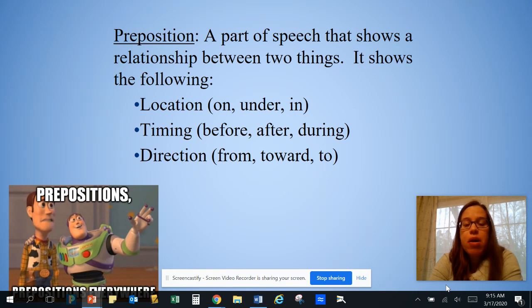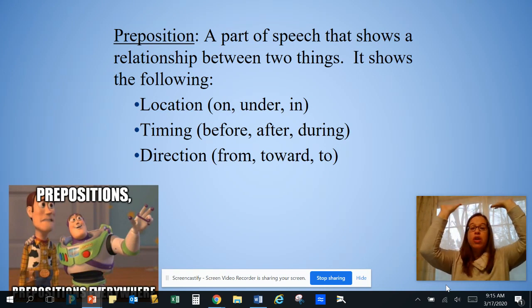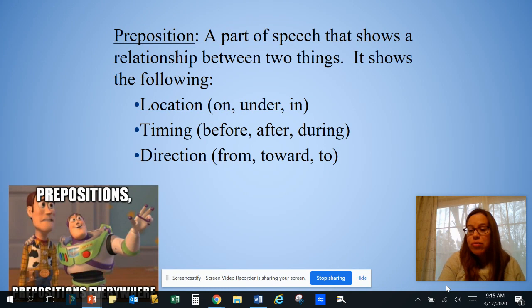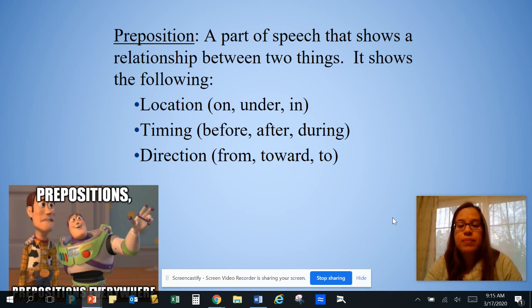Preposition is a part of speech. It shows a relationship between two things. It shows a location, like I'm sitting on the chair, under the roof, inside my house. This timing is happening in the morning. It's after breakfast, but before lunch. I'm looking in the direction of the computer, right? That's what prepositions do. They're those little words that tell you things: location, timing, direction.